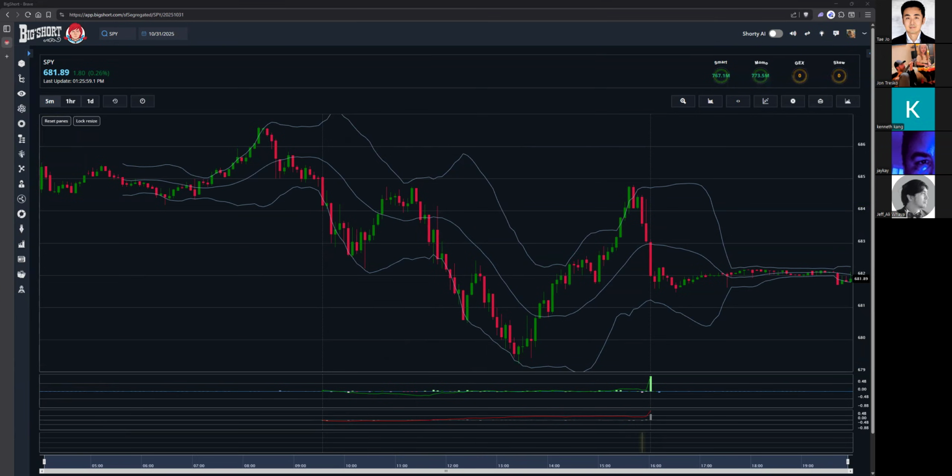Let me write that down real quick. Let's call it big force, retrace, and then smaller force follow through. Got it.